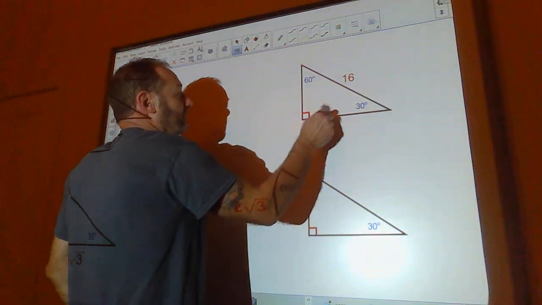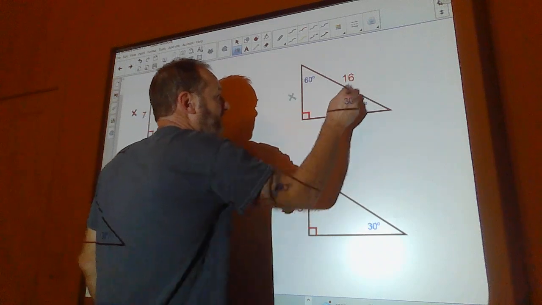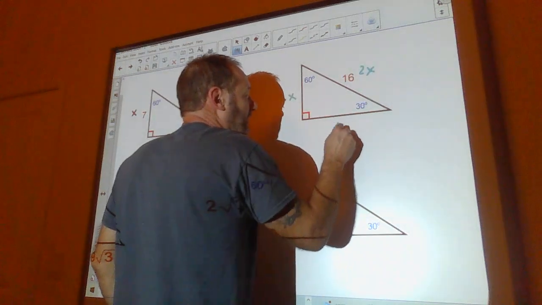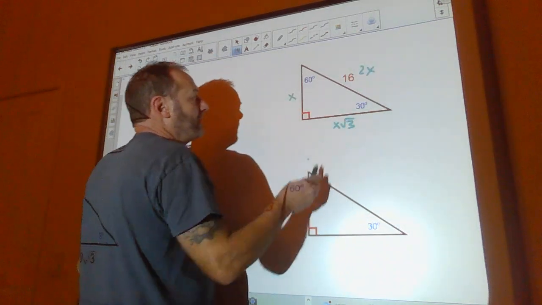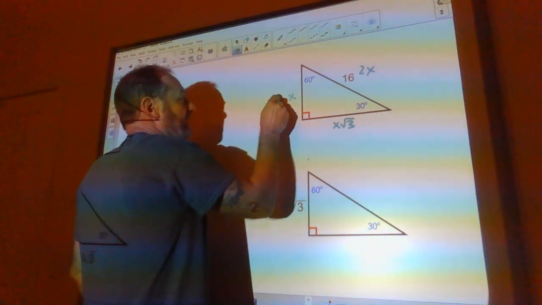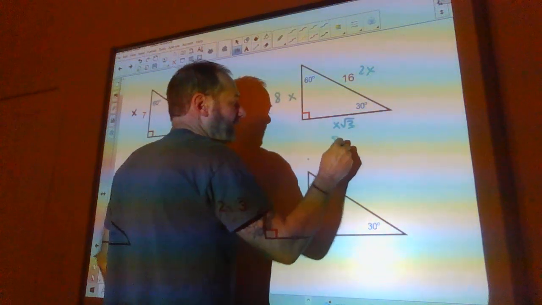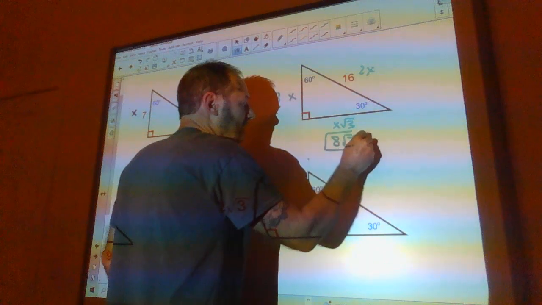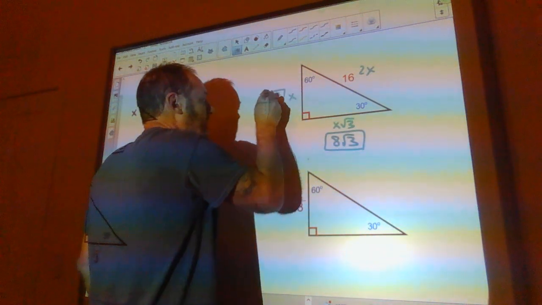Okay. So 30, 60, 90, this is going to be x, this is going to be 2x, and this is going to be x square root of 3. So if that's 16, this is going to be half of that. It's going to be 8. This is going to be 8 square root of 3. And that one was super easy.